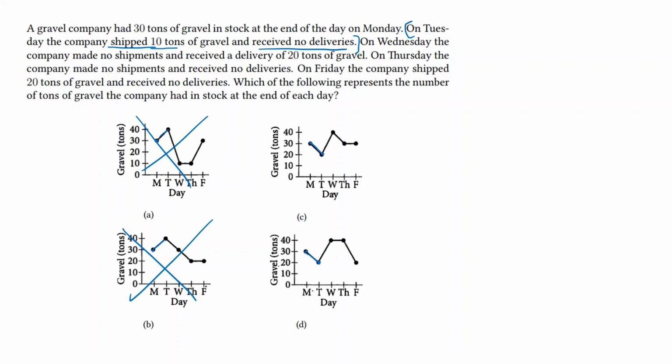Now, both options C and D say the same thing with regards to Wednesday. We will be at 40 tons on Wednesday. The difference comes in what happens between Wednesday and Thursday. It says that on Thursday, the company made no shipments and received no deliveries. That means between Wednesday and Thursday, nothing happens. Thus, the option is D.